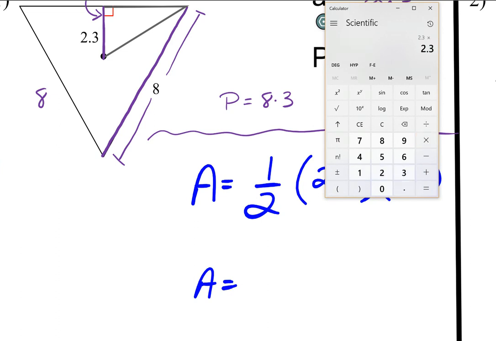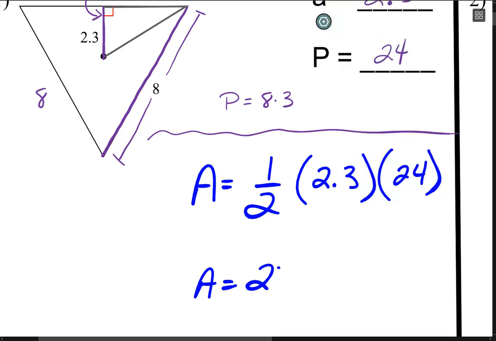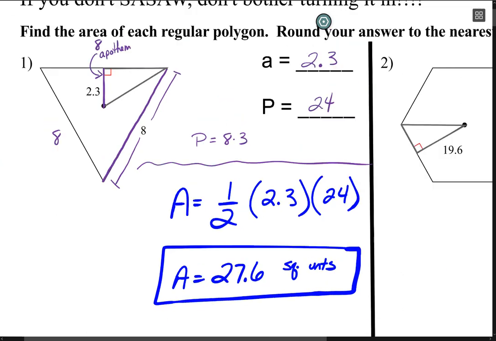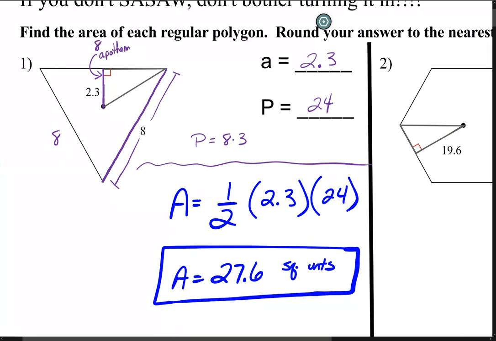2.3 times what? 24 equals that. And then I divide by what? 27.6. There are no units, so we're just going to say square units. And you box in your answer. That's rather simple, isn't it?